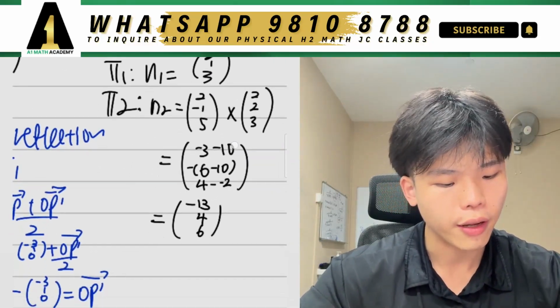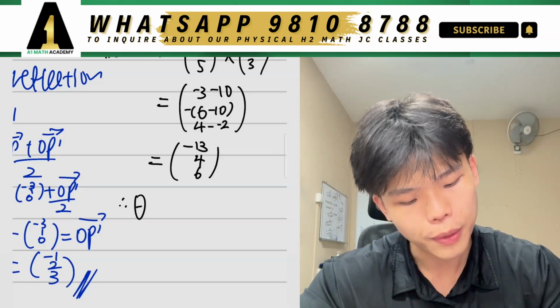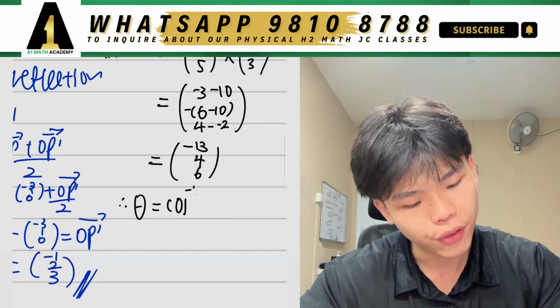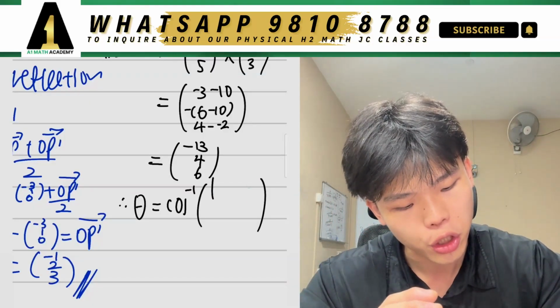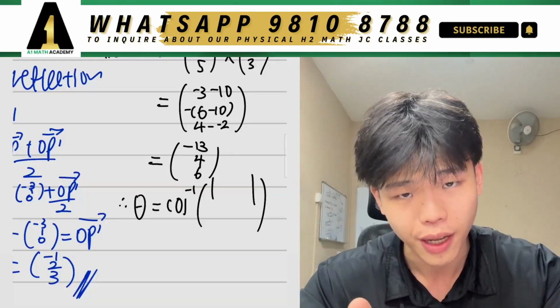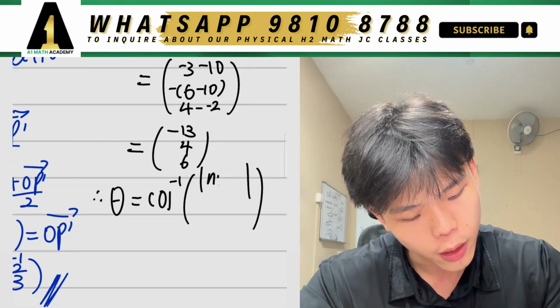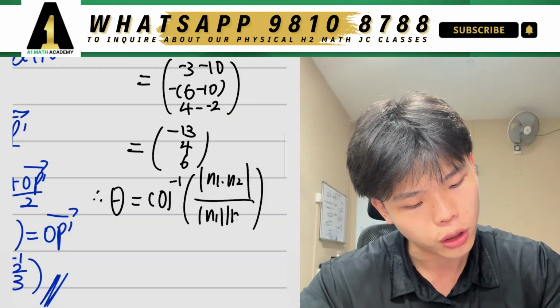And essentially we'll get a value of negative 1346. So therefore, the angle between the two different planes is just the cosine inverse, right? Recall your dot product. And since it's an acute angle, we must make sure that the entire value is positive, and therefore we put a modulus in the numerator as well. So this one will be n1 dot n2 over modulus of n1 modulus of n2, right?